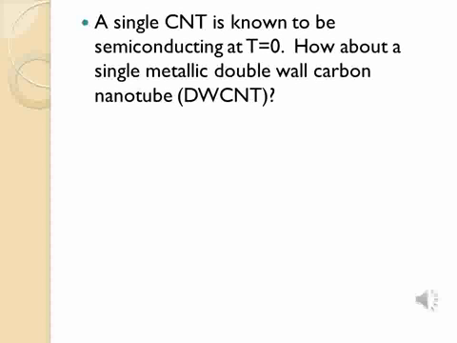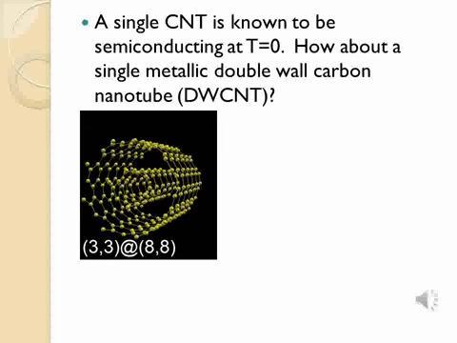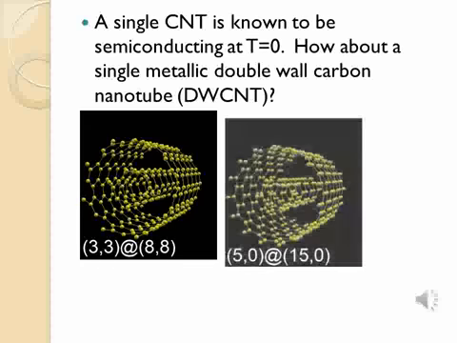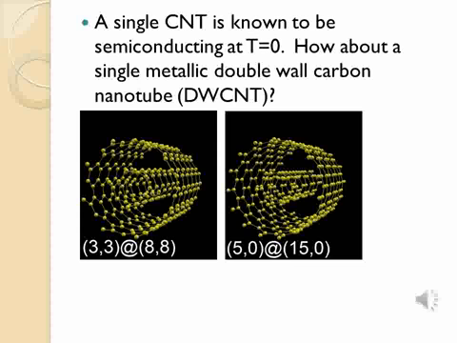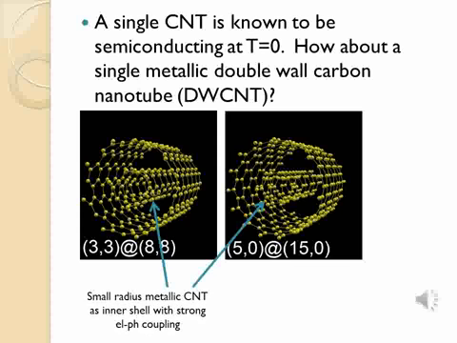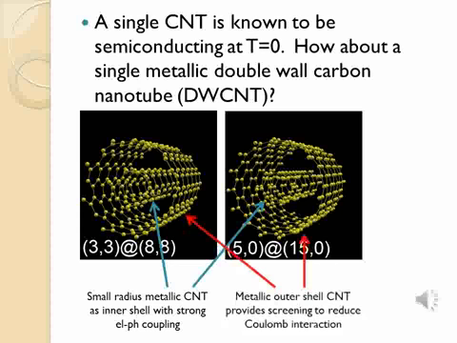An interesting question is, how about a single metallic double-wall carbon nanotube? Here, we consider two of them, the (3,8) and (5,15), respectively. The inner tubes have strong electron-phonon interaction to provide possibilities of electron-phonon-related processes, and the outer tubes are metallic so as to provide screening of Coulomb interaction in the inner tube.